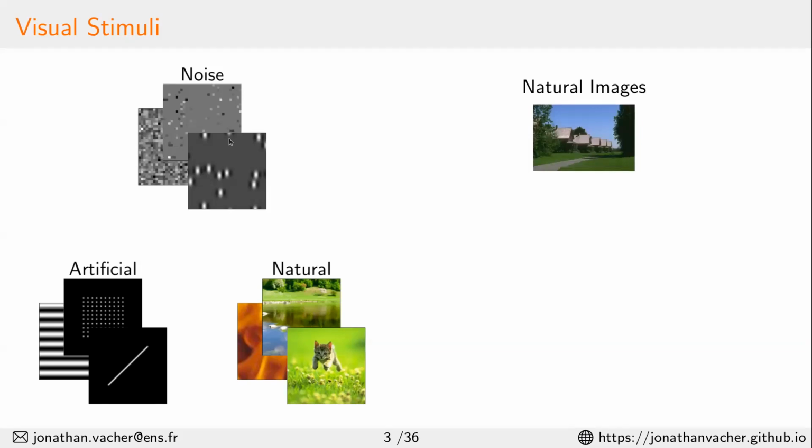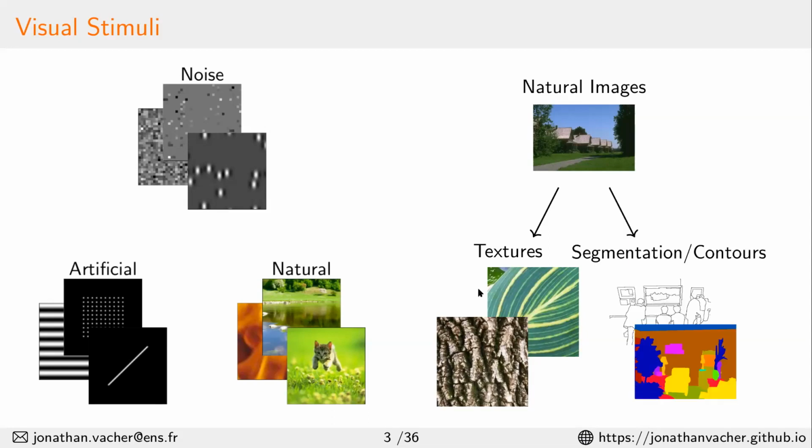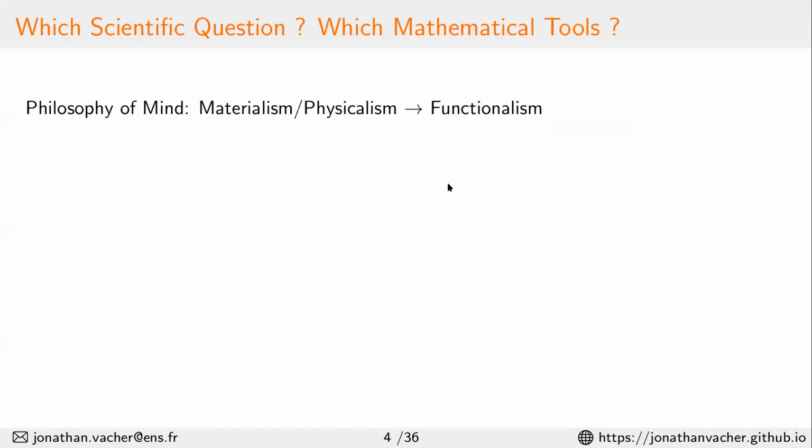In computer vision, one approach is to distinguish natural images from textures and from contours. So in an image, you find textures that are delimited by contours. I spent some time working on segmentation and contours during my postdoc, but here I will focus on my work on texture during my PhD and also during the postdoc.